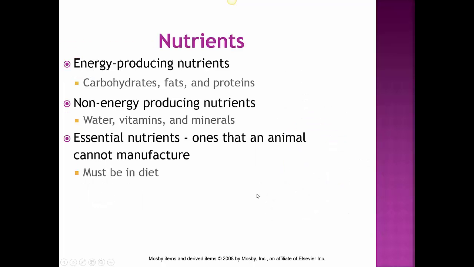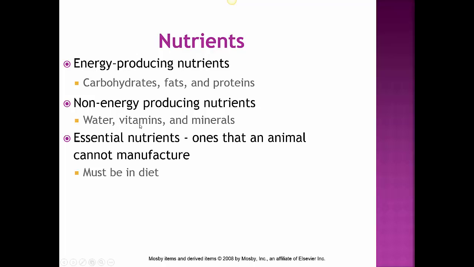When we look at nutrients, we have energy-producing nutrients. These are nutrients that will actually produce energy to keep the body going. The main ones are going to be carbohydrates and fats. Proteins are used more as building blocks, but they can be converted over into energy if needed. Non-energy producing nutrients do not produce any energy in the body whatsoever. These are things like water, vitamins, and minerals.